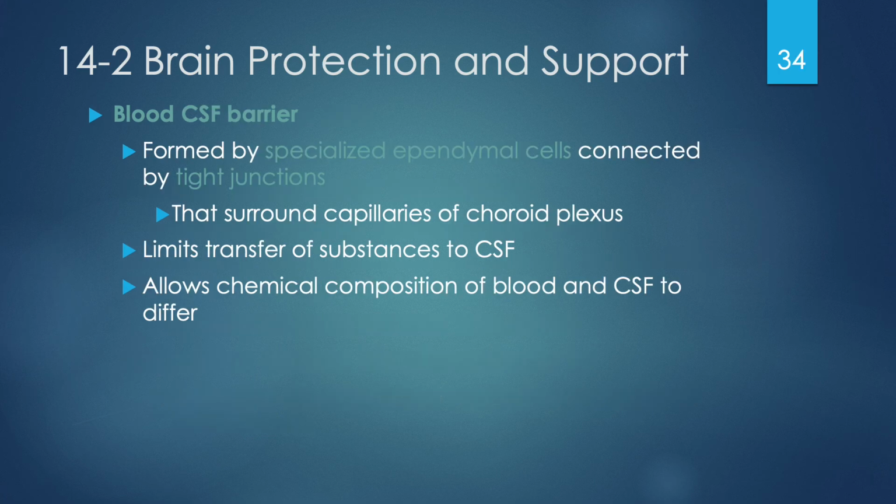The blood-CSF barrier, which is different than the blood-brain barrier, is formed by specialized ependymal cells. They're connected by tight junctions. These surround capillaries of the choroid plexus, and therefore limit the transfer of substances to and from the cerebrospinal fluid. It also allows the chemical composition of the blood and cerebrospinal fluid to differ.